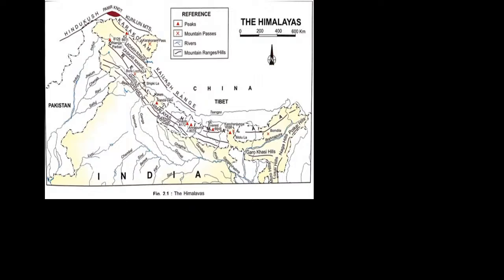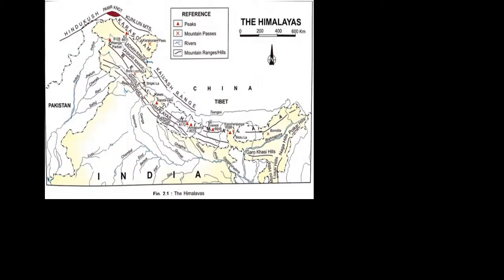Running along the Bangladesh-India border. They are on the Bangladesh-India border. They move westwards to Meghalaya. Here they are known as the Jaintia, the Khasi, and the Garo Hills.